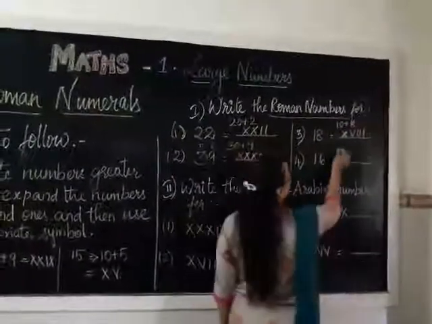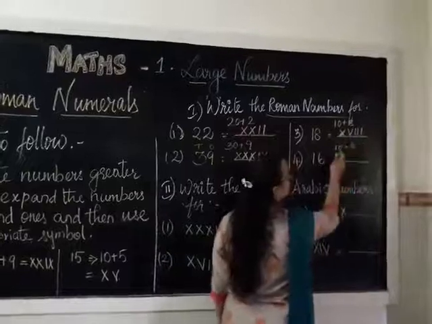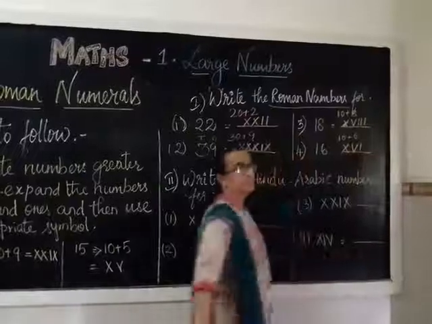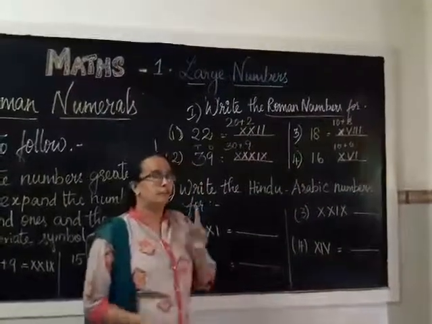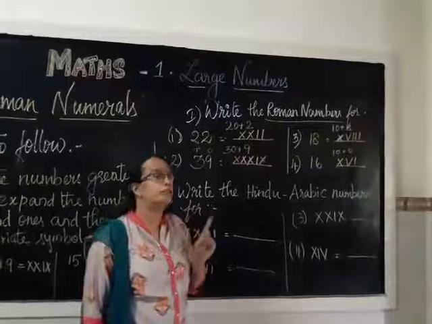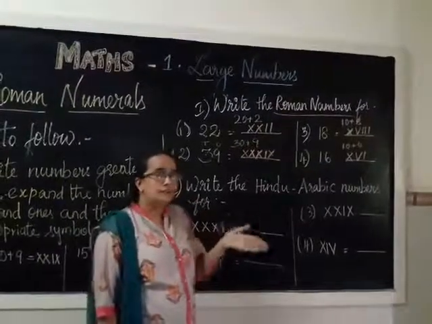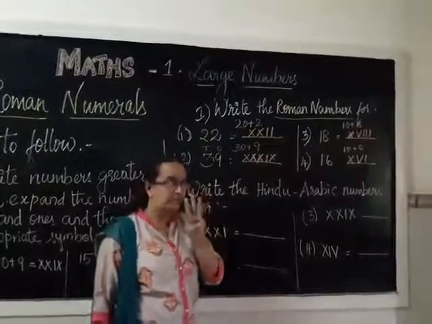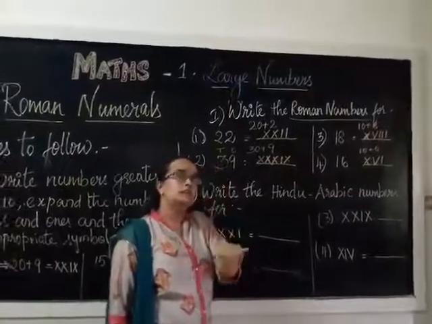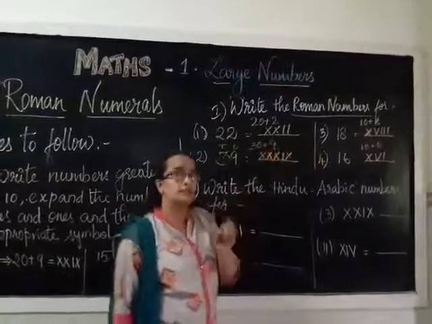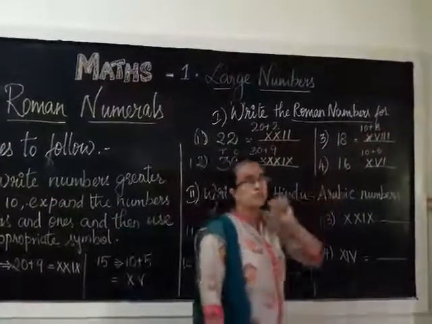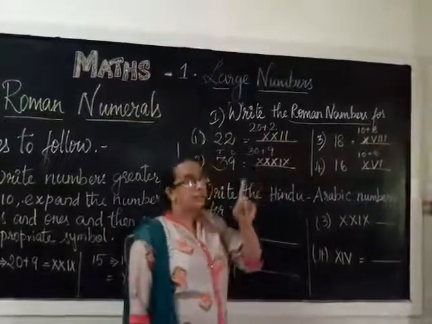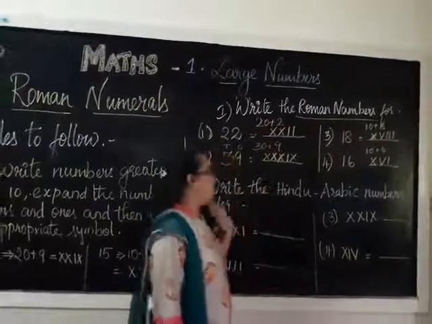Now 16. How will you write 16? 10 plus 6. The value of 10 is X. 6 is 5 plus 1. We know the value of 1, the value of 5, and the value of 10. So for anything from 1 to 3, you write I, up to 3 times. For more than 5, you write up to 3 times I after V, for 6, 7, 8. But for 4 and 9, the I comes in front of the Roman numeral.